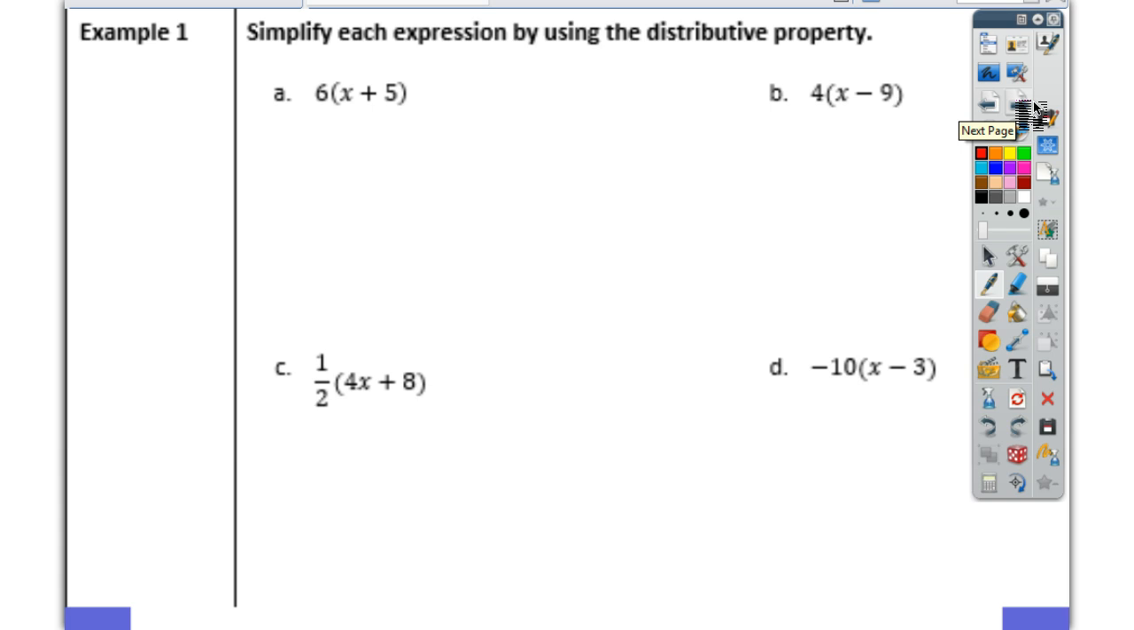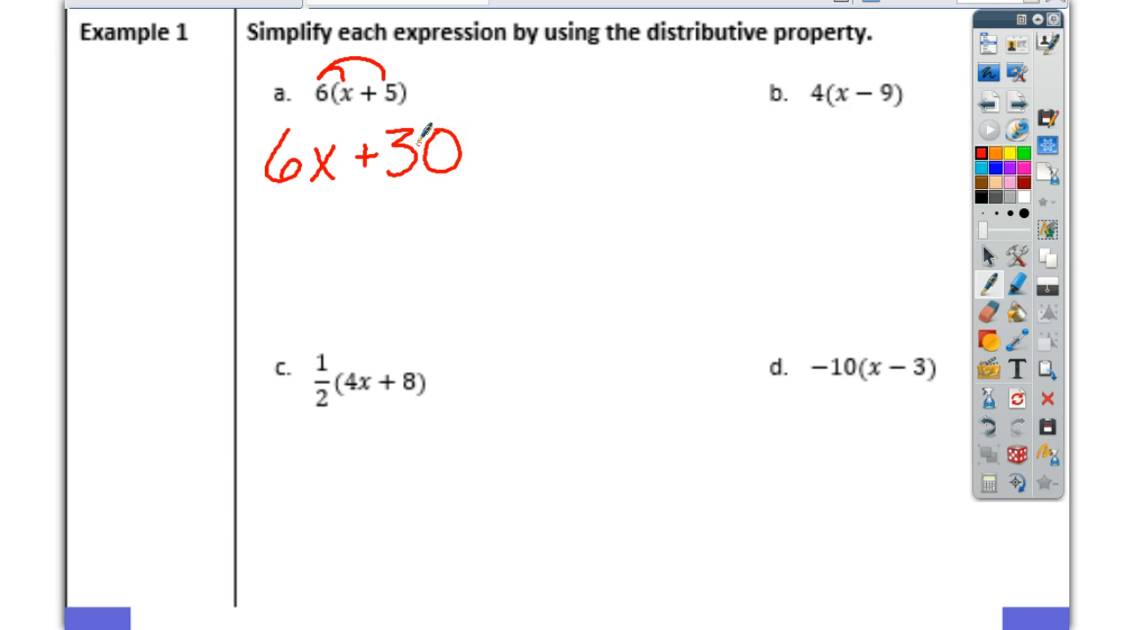All right, let's practice a couple together. 6 times the parenthesis x plus 5. So to distribute, I take positive 6 times x and get a positive 6x. So 6 times x is 6x. A positive 6 times a positive 5 is a plus or a minus 30? A plus 30.